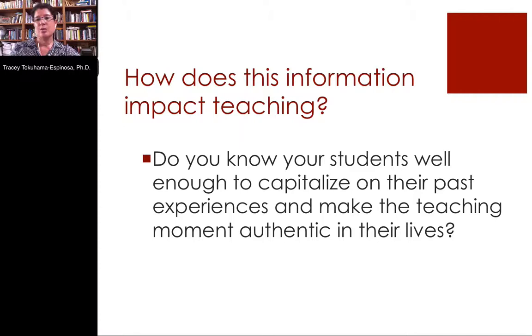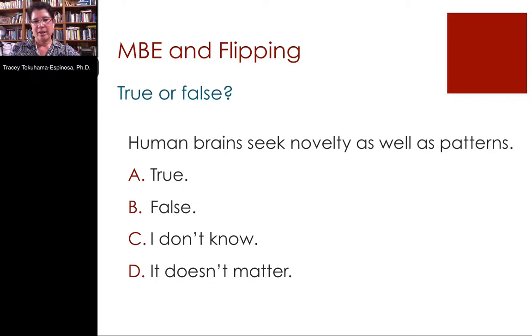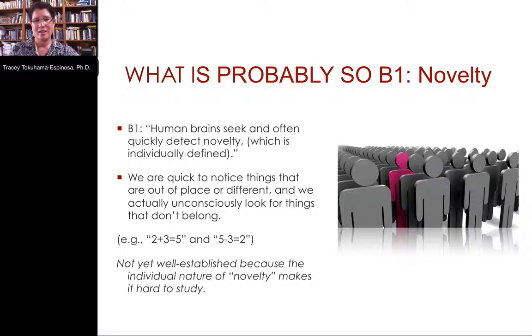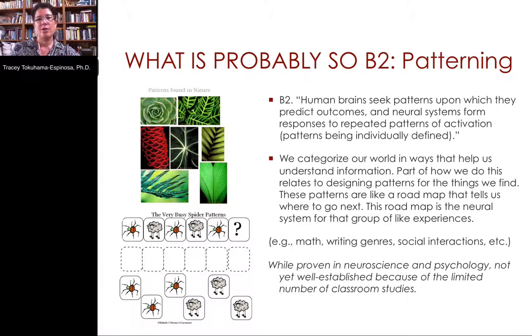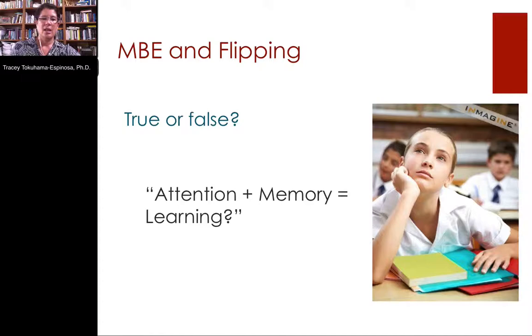True or false? Do brains seek novelty as well as patterns? Yes, they do. Part of human survival is being able to find out what's different in information. And we also know that the brain naturally, to conserve energy, looks for what patterns exist. So by creating a format in which we flip, we're creating the possibility for the students to identify patterns in their prior knowledge, as well as better, stronger, or multiple examples of what might be different or novel to their old references of learning.